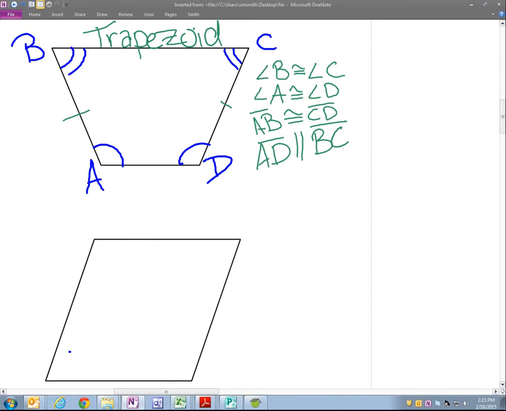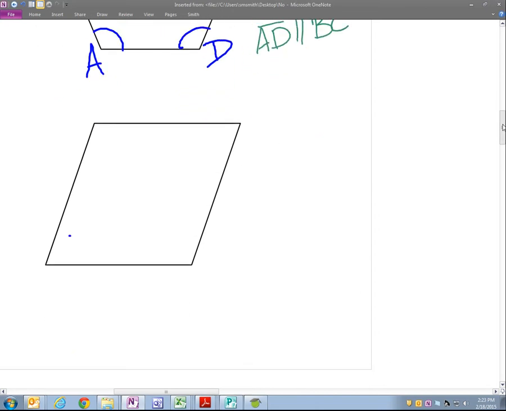All right. Next situation. We're going to label it the same way we did, A, B, C, D, just for consistency. And I'll tell you that angle A is congruent to angle C, B is congruent to D. And all the sides are congruent. All sides congruent and two sets of congruent angles.